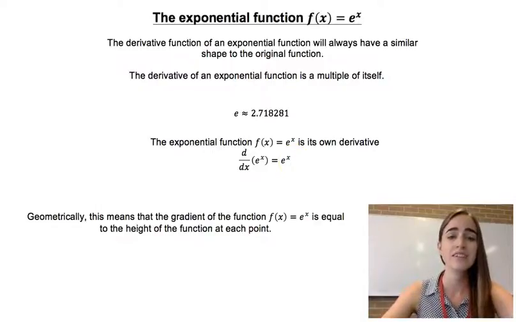One last thing is that geometrically, this rule means that because the function itself is equal to its derivative, the gradient of the function at a particular point is equal to the height of the function above the x-axis at that point as well. Right, so that's an introduction to the function e to the power of x.